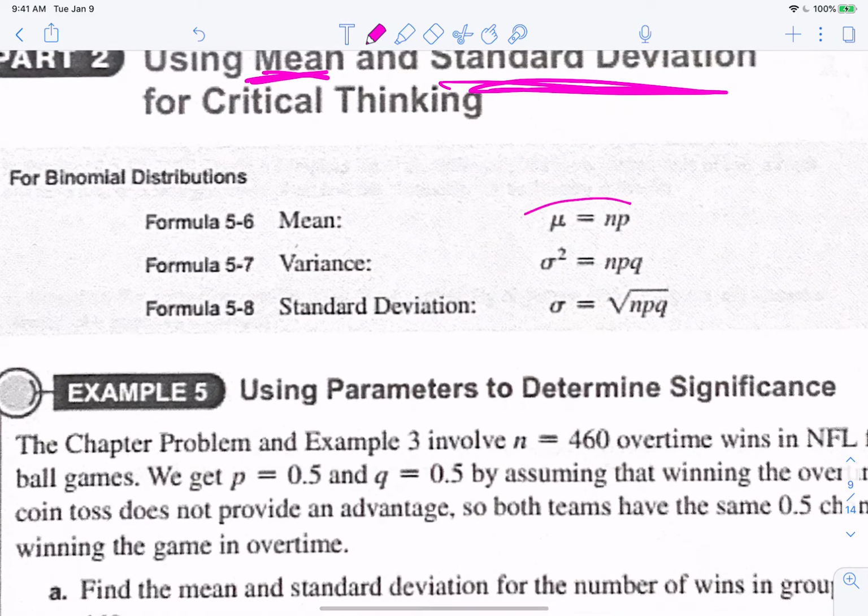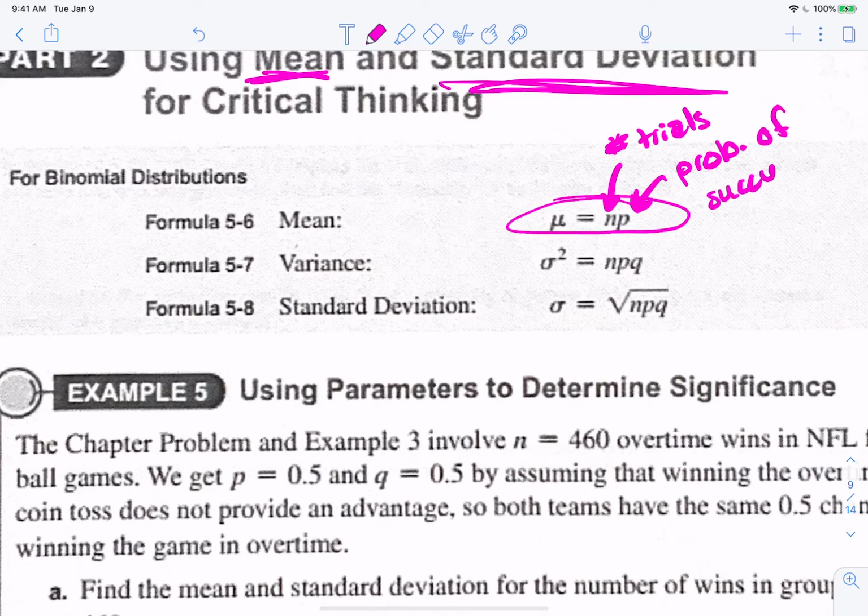To find the mean, the average, you just take the number of trials that you have times the probability that you want. This is the probability of success, they call it. This will give you the number of successes on average.